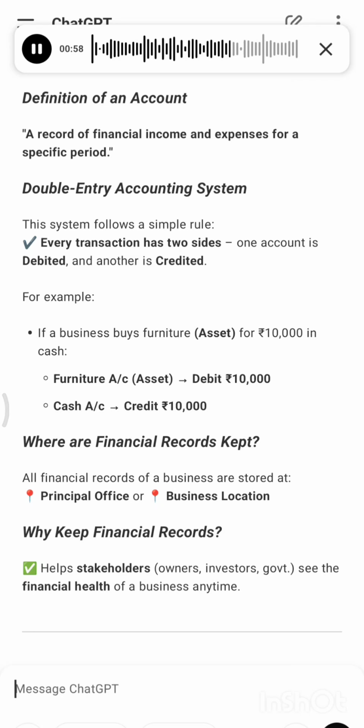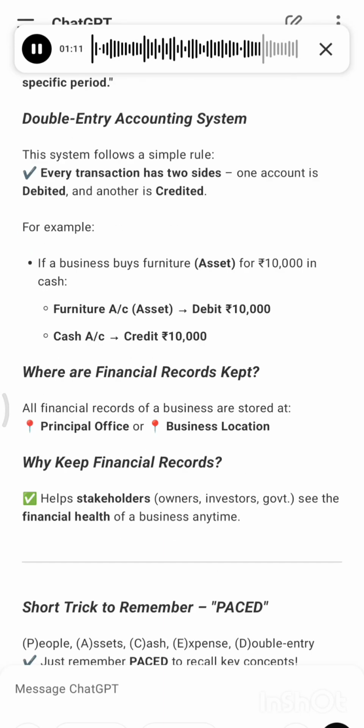Where are financial records kept? All financial records of a business are stored at the principal office or business location. Why keep financial records? Helps stakeholders, owners, investors, and the government see the financial health of a business anytime.